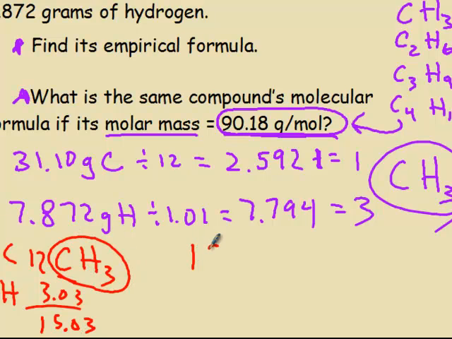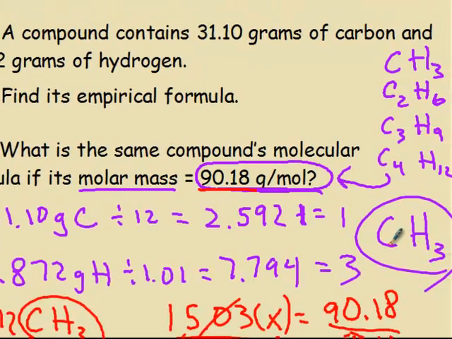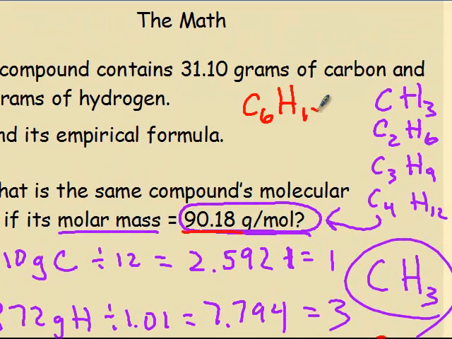So then I'm going to say 15.03, the mass of the empirical, times X equals 90.18, the mass of the molecular. So this will tell me how many times I'm going to multiply the empirical formula until it equals 90.18. So solve for X. X equals, divide both sides by 15.03. There's the algebra. So 90.18 divided by 15.03, and I get 6. So that means the molecular mass, 90.18, is 6 times the empirical formula. So I'm going to take CH3 and multiply each of the subscripts times 6, and that's the molecular formula.